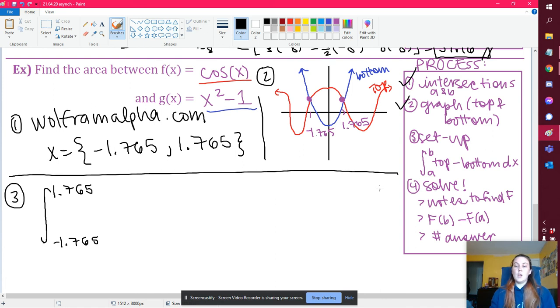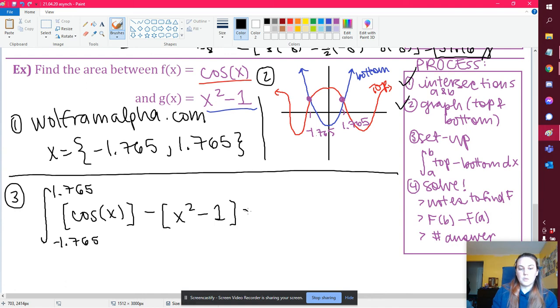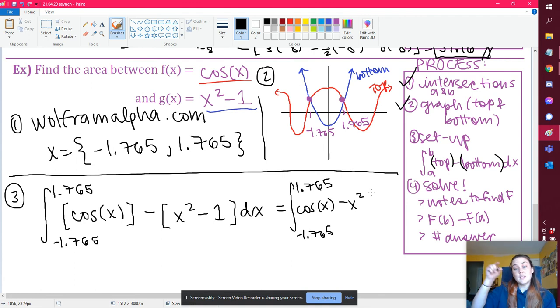So, boom. For our setup, we do the top function, which is cosine, minus our bottom function, which is x squared minus 1. Hopefully you see the value of these parentheses or these brackets. It's kind of choose your own adventure. It's just aesthetic. They're the same exact thing mathematically. Because now when we write out the simplified no parentheses version of our integral, we get cosine of x minus x squared minus a negative 1, which means it's plus 1. And we need to really make sure that this becomes a plus 1 or our answer is going to be wrong.